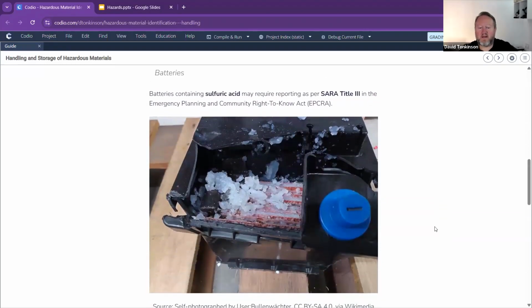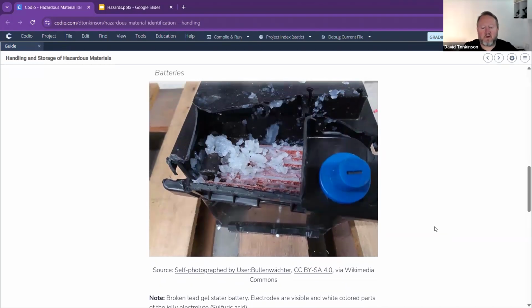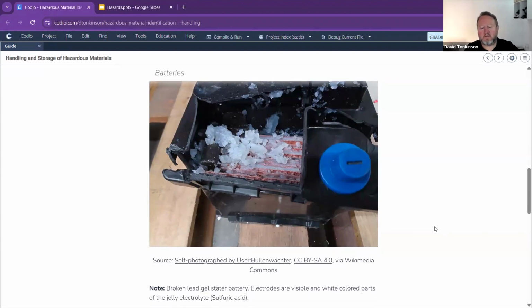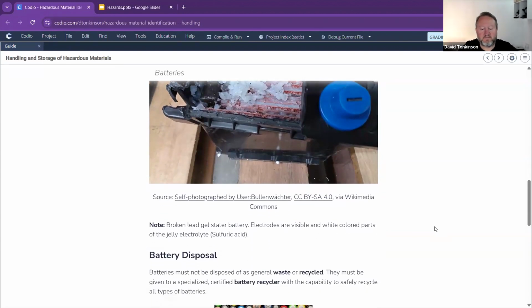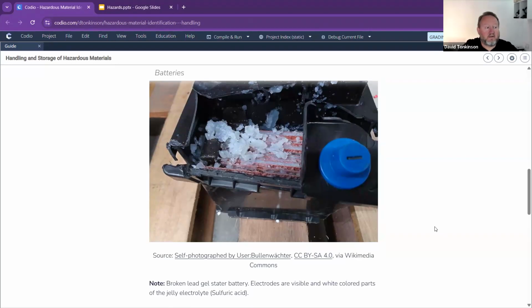This example here is a battery containing sulfuric acid. You can see how damaged it is. This one I think is a gel battery, which is why it's not leaking all over the place. Those white crystals are essentially the gel that's in there, a corrosive gel, in this case sulfuric acid. Again, that needs to go into a proofed container and then be disposed of appropriately and according to our beautiful manuals.